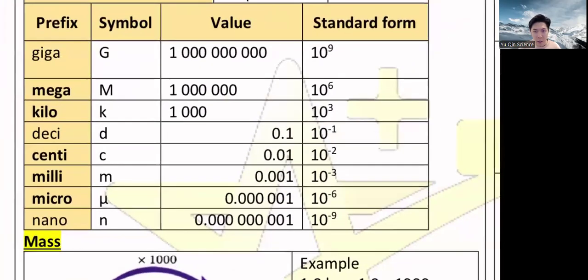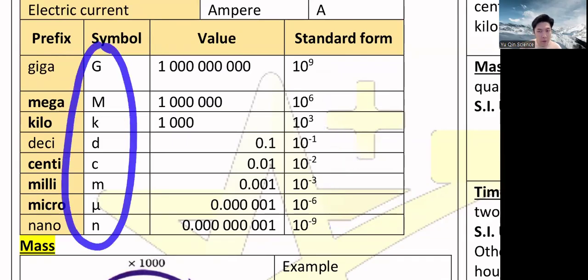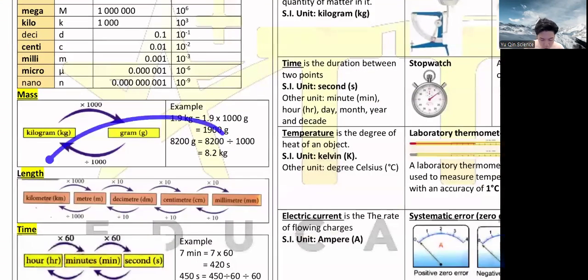Okay, so you need to memorize the power also. So try to memorize them. They're just increments of 3, or decrease in 3. So giga is 10 power of 9, mega is 10 power of 6, kilo is 10 power of 3, and then milli is -3, micro -6, nano -9. But you need to know the symbol, you need to know the standard form or the power, because this will help you to do conversion, which is what we want to do now.